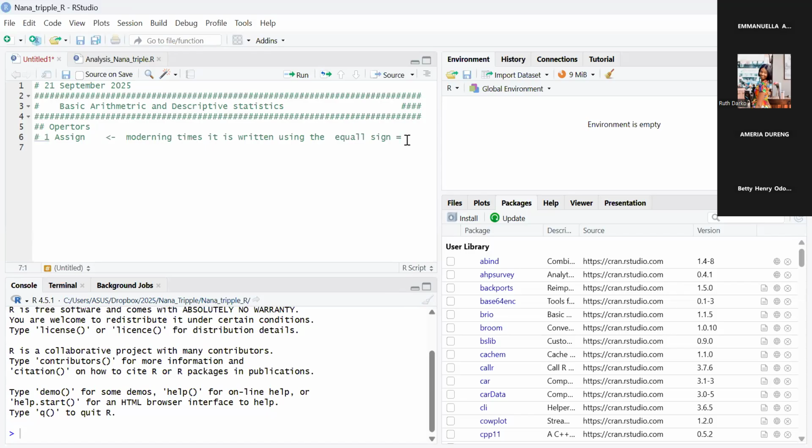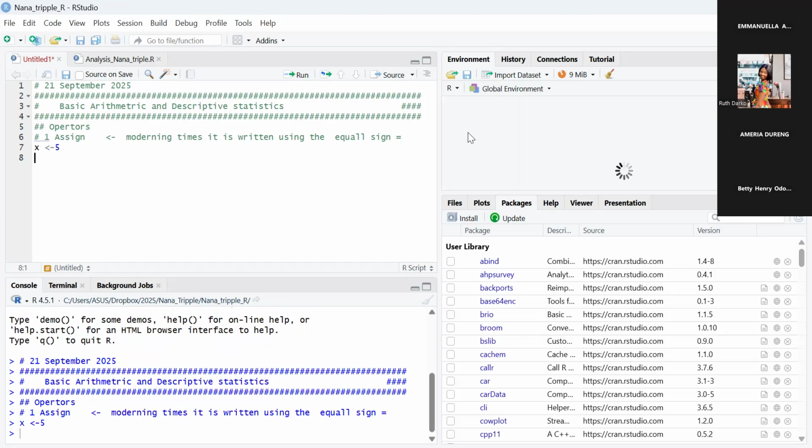So we started by saying, I can say let X assigned to 5. What is that telling me? And when you finish, you run it. And once you are running, look at your environment. Look at this side. You see, it is telling you X is equal to 5. It means that anytime I type X, it will give me 5. So for example, if I type X here, it is going to give me 5.